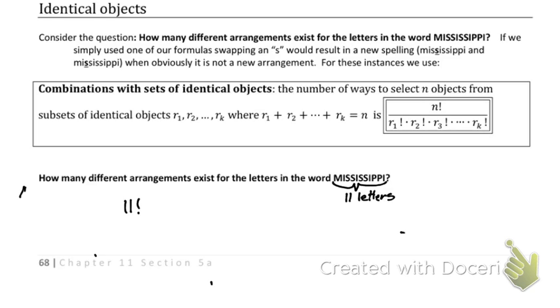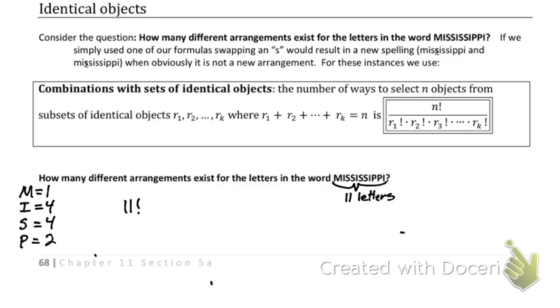So we're going to say M. How many times does M show up? It shows up once. And then we have I. How many times does I show up? 4 times. How many times does S show up? 4 times. And then we finally have P's. 2. We have 2 of those. 4 plus 4 is 8 plus 2 plus 1 is 11.